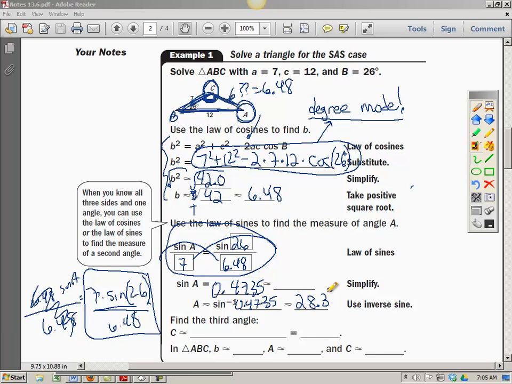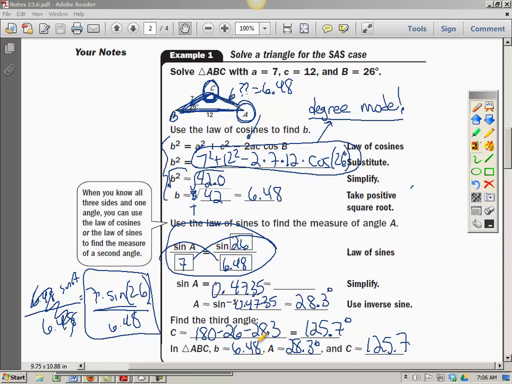All right? So then, to find the third angle, we say, well, we know they add up to 180, so 180 minus the 26 we were given, minus the 28.3 that we just found, and altogether we find out that angle C is 125.7 degrees. All right? So angle C is about 125.7. All right, angle A happens to be about 28.3 degrees. And going back to our first side we found, side B is 6.48.